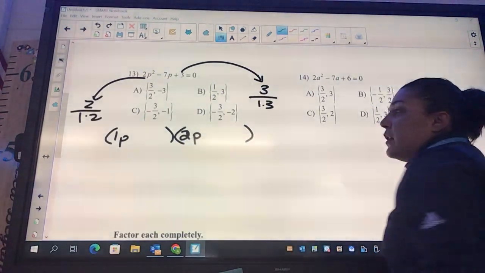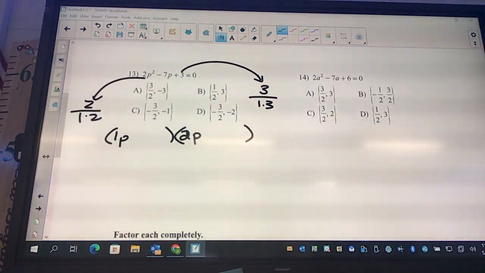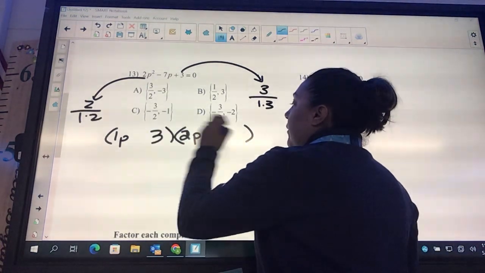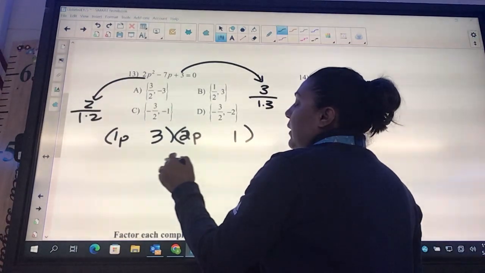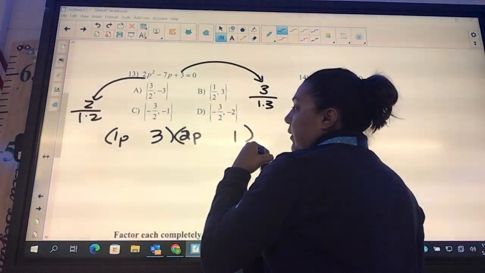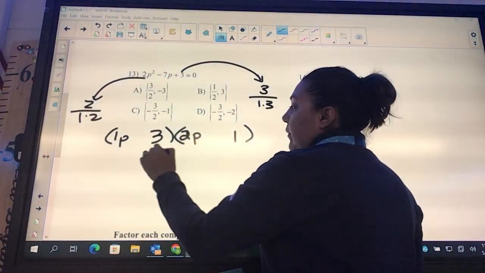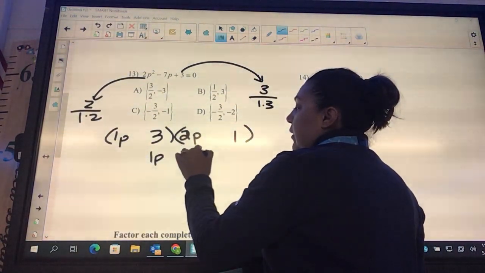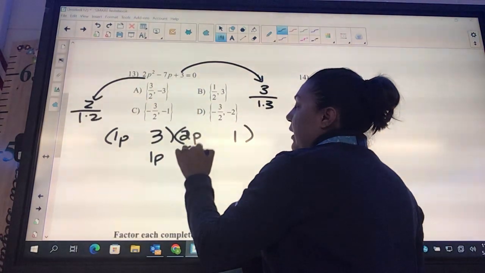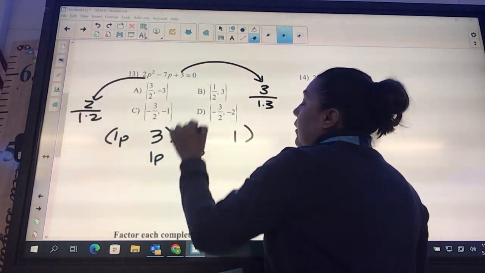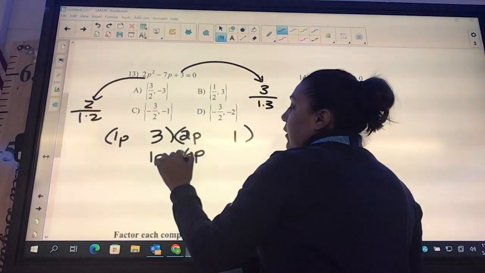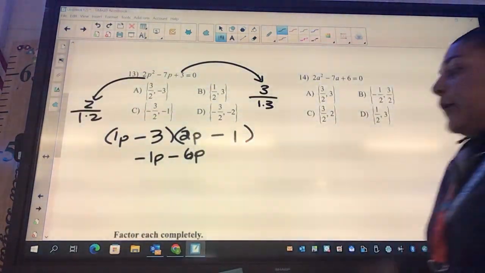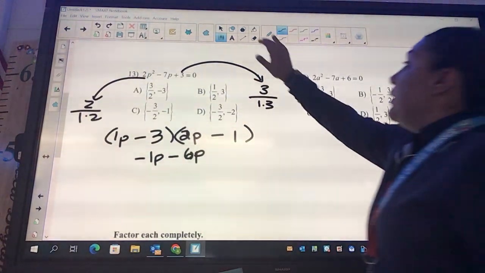Okay, so you got 1 and 3. Do you want to try 1 then 3 or 3 then 1? 3 then 1. Okay, and we check the outer and the inner. What are you going to get for the outer? 1 inner, 6. How could that give me a 7? 1 plus 6. Well, I need a negative 7. Negative 1 plus negative 6. Negative 3. Okay, so it's going to be negative, negative. Okay, now because it says equals 0, that means we need to solve.